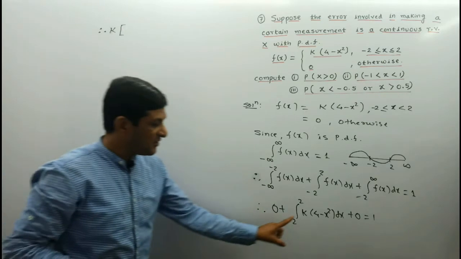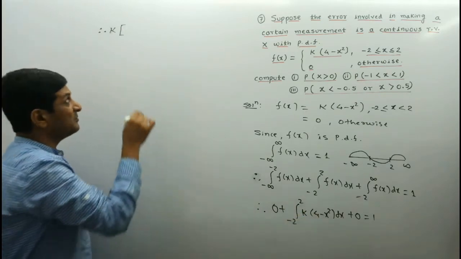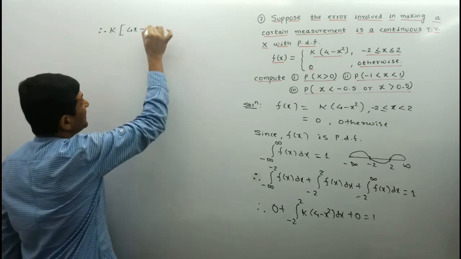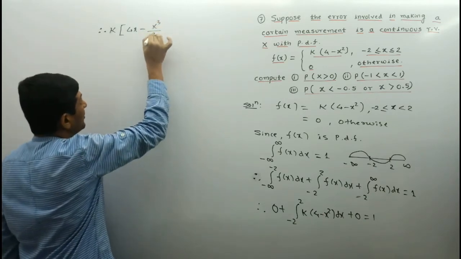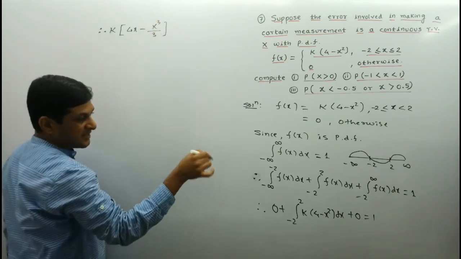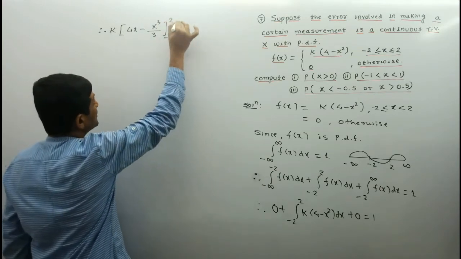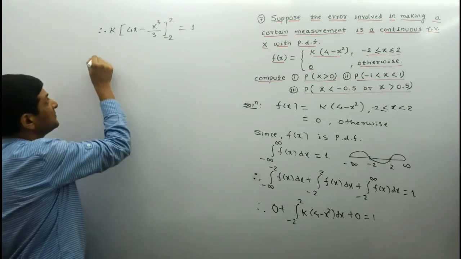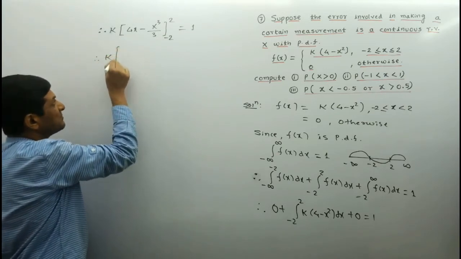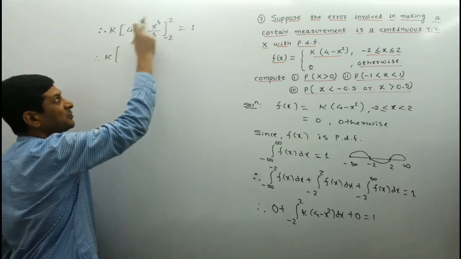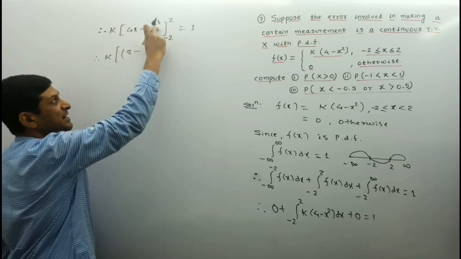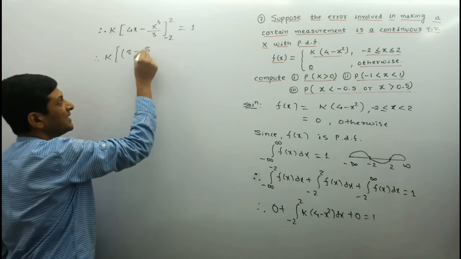What is the integration of 4? The integration of 4 will be equal to 4x, minus the integration of x square, which is x cube upon 3, and limits are from minus 2 to plus 2. On the right hand side, 1 keep it as it is. K keep it as it is. First I replace x by the upper limit, that is 2. So 2 into 4 will be equal to 8. Again replace x by 2. 2 cube is 8. 8 upon 3.